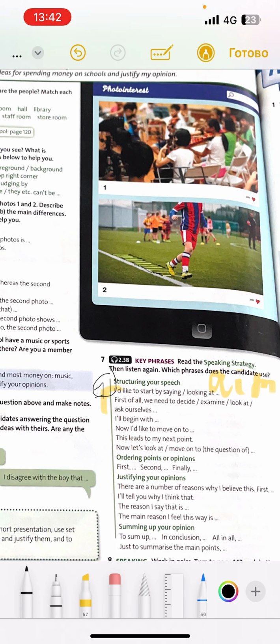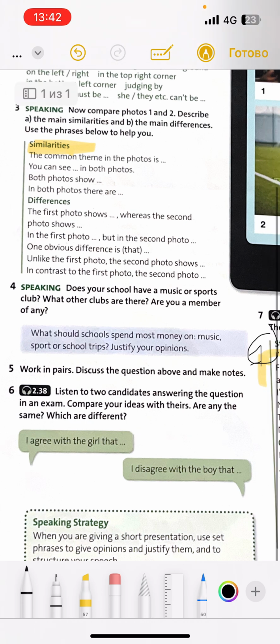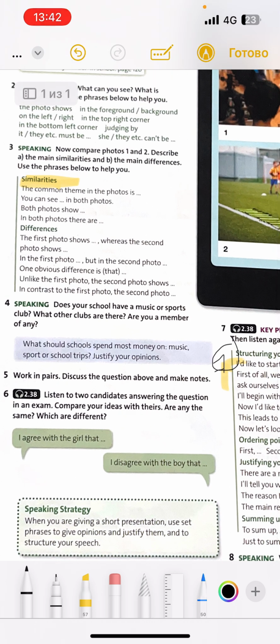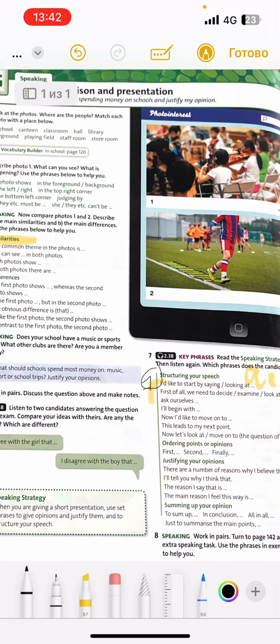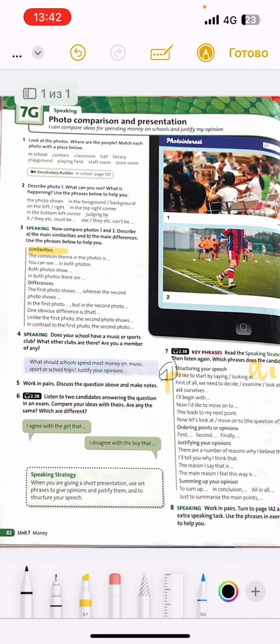For example, let's look at this one. What should schools spend most money on? Music, sport, or school trips? It's about spending school money, which one is more important, music or sport or school trips? And this is your opinion. First of all, we need to ask ourselves who our children want to be.